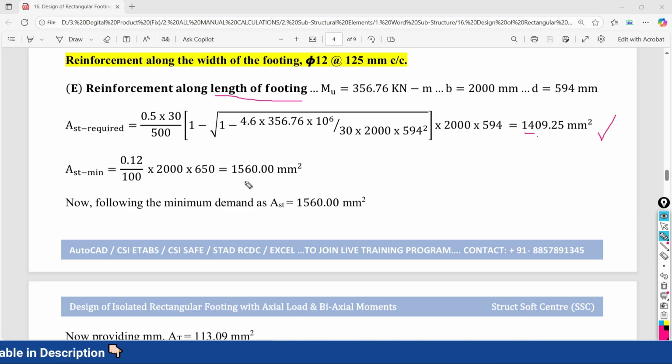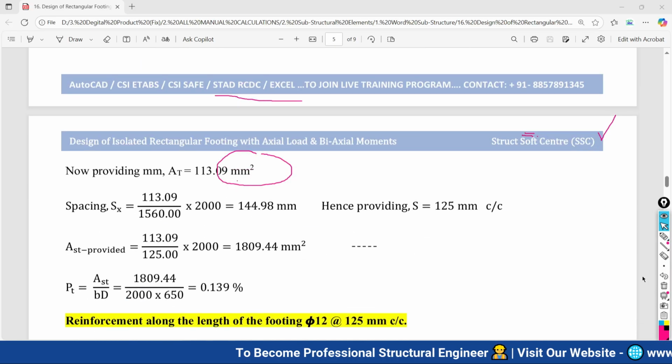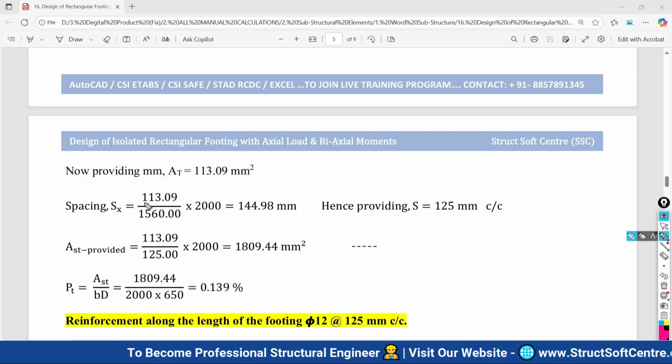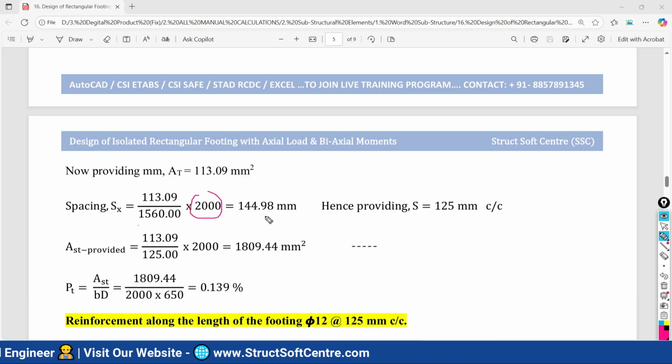Minimum area of the reinforcement 1560 in mm square. So obviously your minimum is more than that of the required one, so we have to follow the minimum one, 1560 mm square, and we have to calculate the spacing required. So we are going to do the calculation 113.09 divided by 1560 over the considered width 2144.98 in mm, hence providing the spacing as 125 mm center to center.